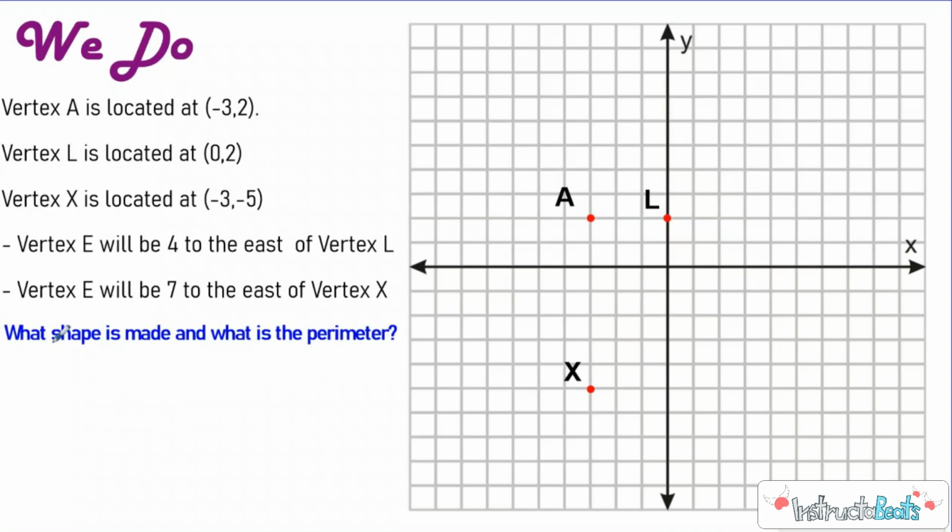So I have two questions. What shape is made and what is the perimeter? So the first thing we want to do, right, is plot our other two missing points. So it says vertex E will be 4 to the east of vertex L, right?